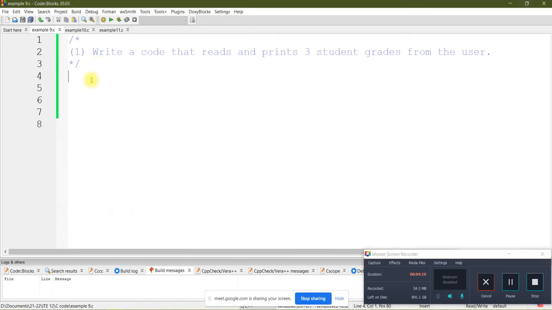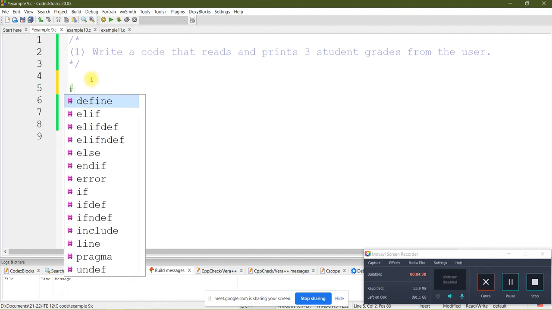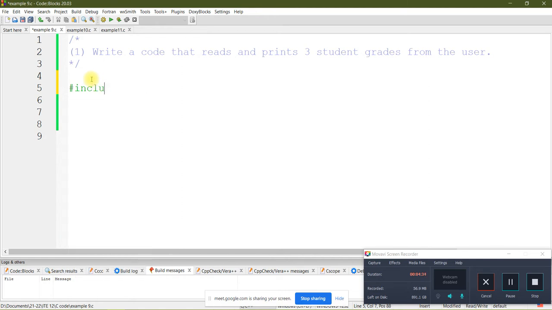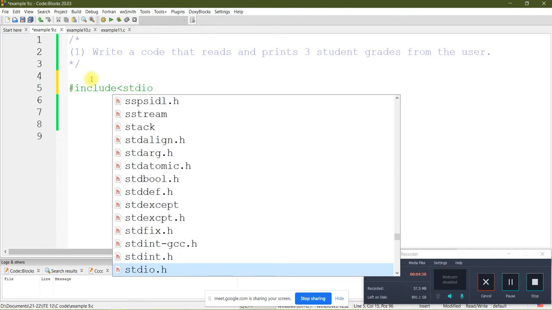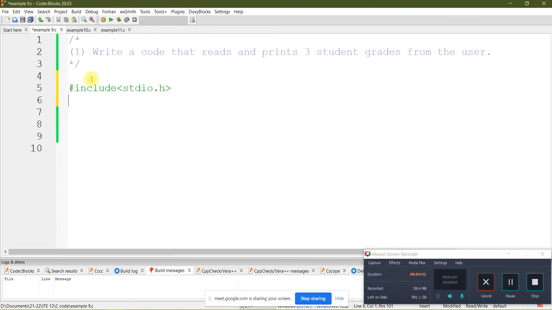we write a code. Include stdio, stdio.h. Then, it's up to you if you use int main or void main. But if you use int main, return 0.